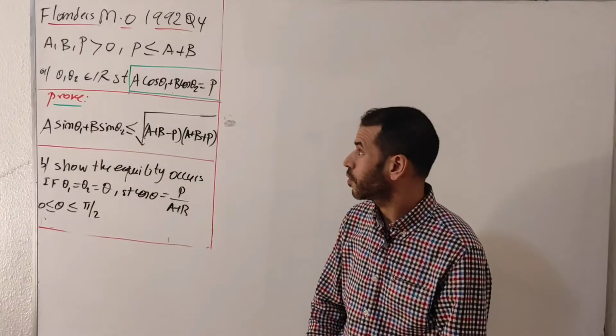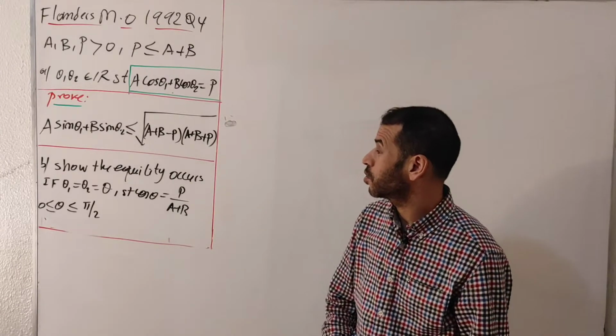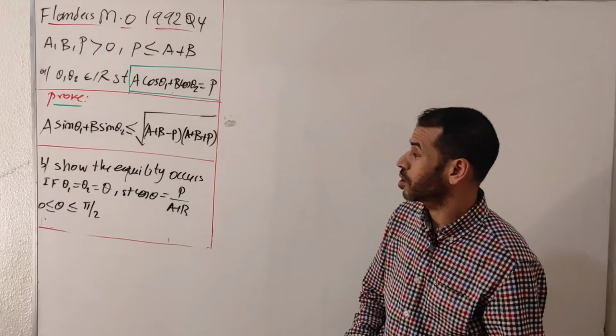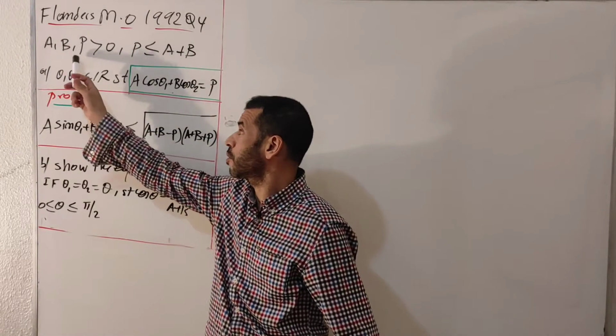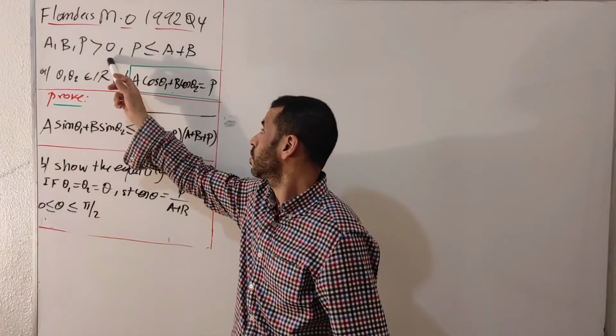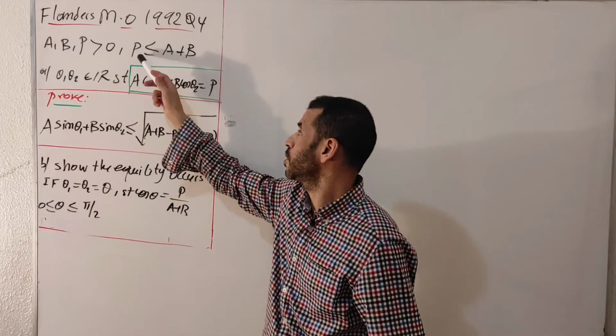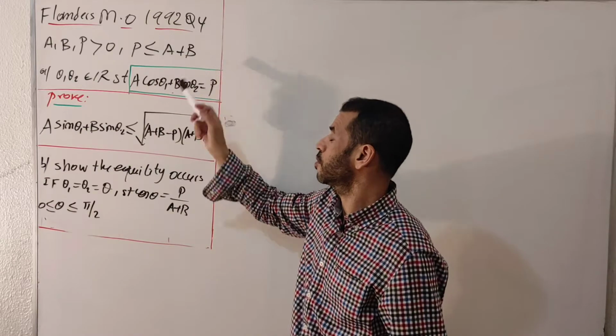Hello, I would like to introduce you to a very nice problem from the Flanders Mathematical Olympiad, edition 1992, question number 4. Okay, here is the following information. We have capital A, capital B and P, which are positive numbers such that P is less than or equal to capital A plus capital B.